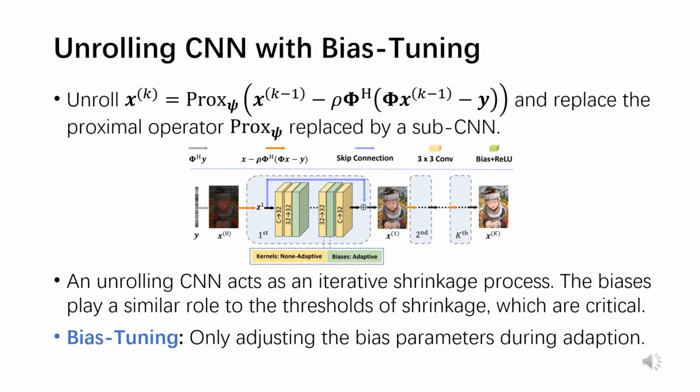To accelerate the model adaptation process, we employ an unrolling CNN for CS reconstruction and propose the bias tuning scheme, which only adapts the bias parameters, a small portion of the DNN's parameters. The rationale behind this is, when viewing an unrolling CNN as an iterative shrinkage process, the biases play a similar role to the thresholds of shrinkage, which are critical for the success of the reconstruction.